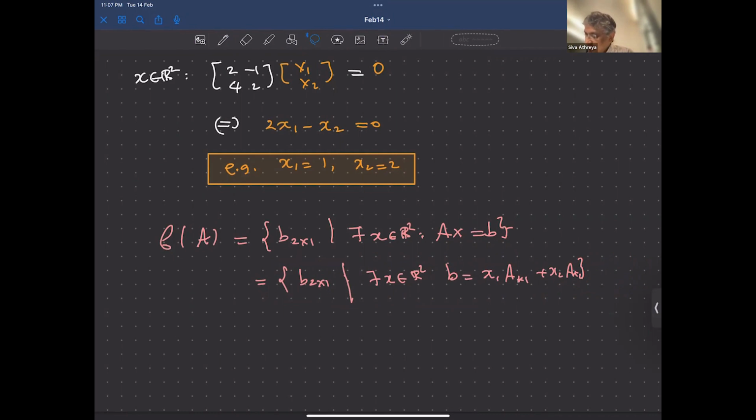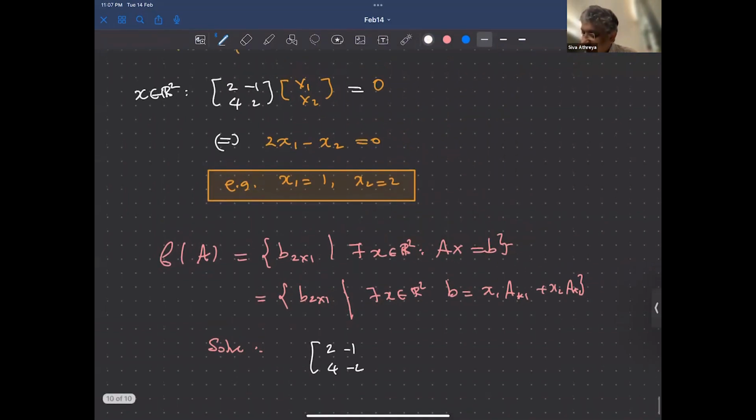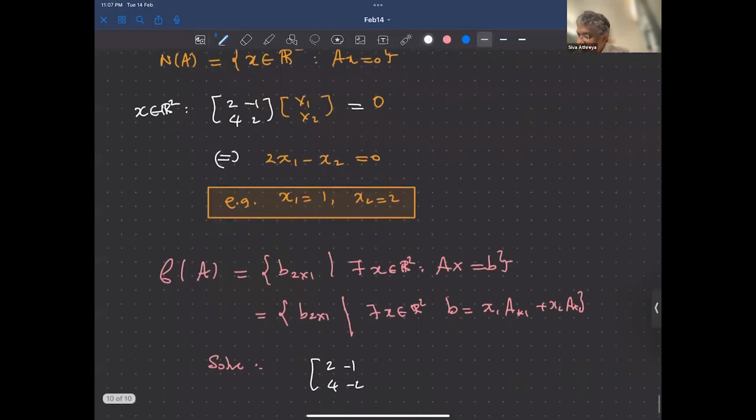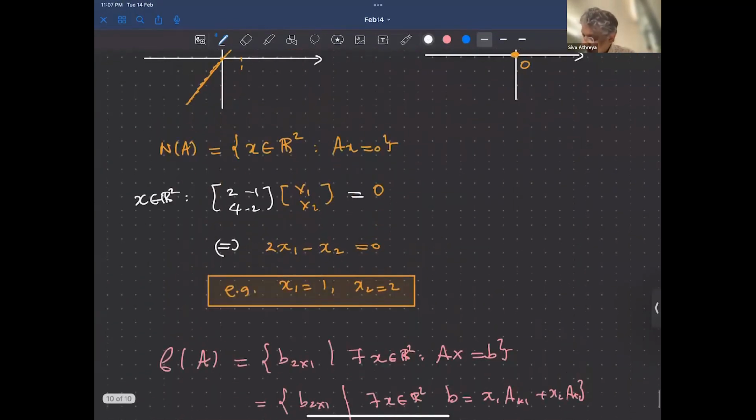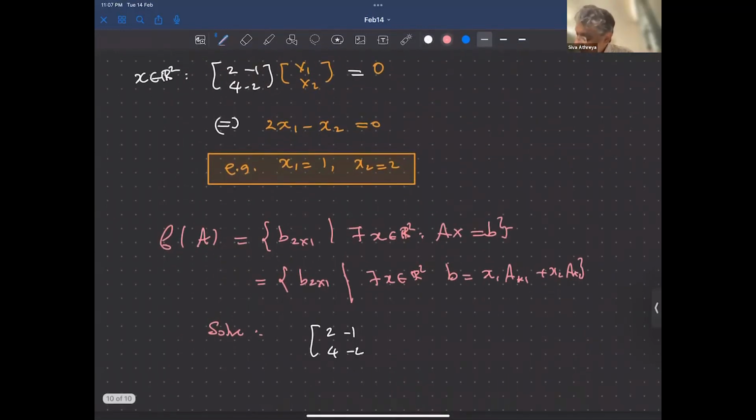So now I go here. If I want to say the system is consistent, that means I have to solve for B. I take the matrix A, which is 2, minus 1, 4 and minus 2. That's what I have here. Sorry, I made a mistake here. That's the same as saying, and I have a B1 and B2.